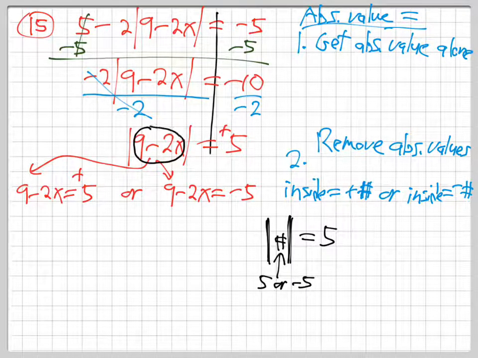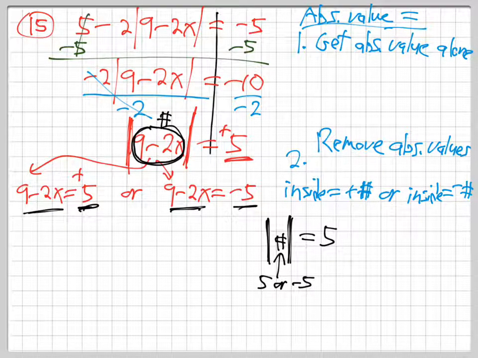Don't worry about that big old expression, 9 minus 2x, whatever. Just think of it as a number. These are absolute value signs. The absolute value of some number is coming out to be 5. That means that whole inside thing, 9 minus 2x, could be 5, or that whole inside thing could be negative 5. That's logical. All right, then you just solve each of those equations.